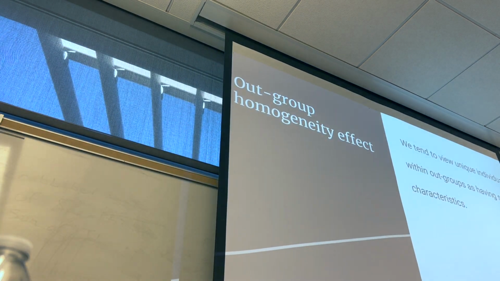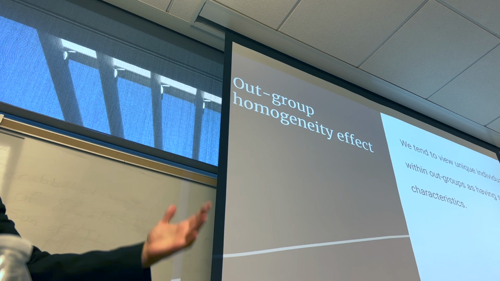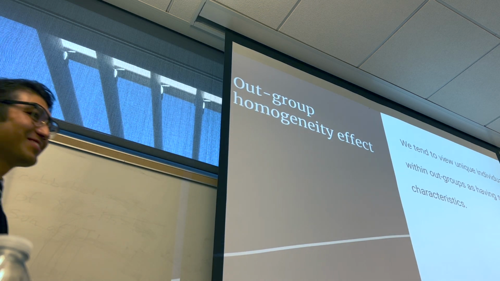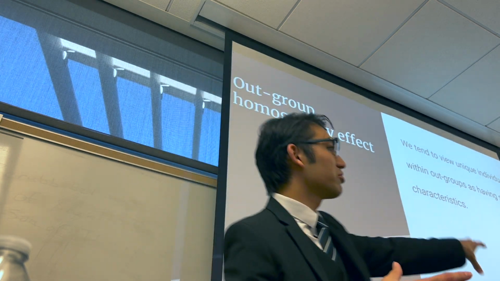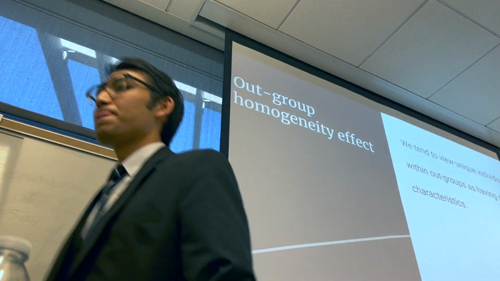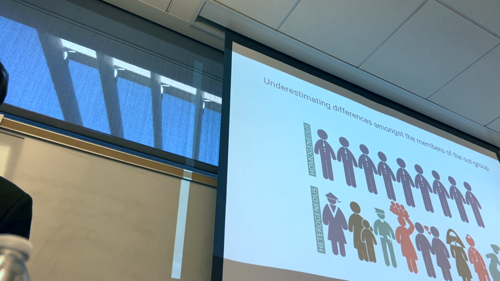Now, next theory. Thank you for your participation, by the way, everybody. You guys did great. Now I'm going to go on to the outgroup homogeneity effect. So we tend to view individuals from outgroups as having the same traits. Now, this is kind of the way it looks, right?